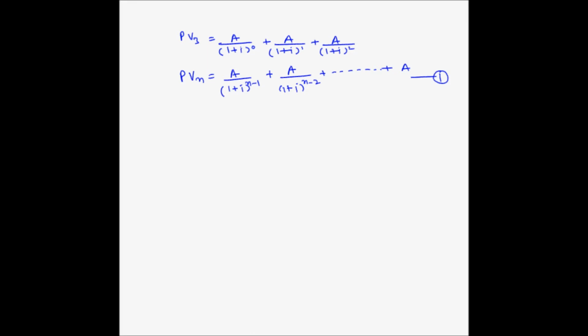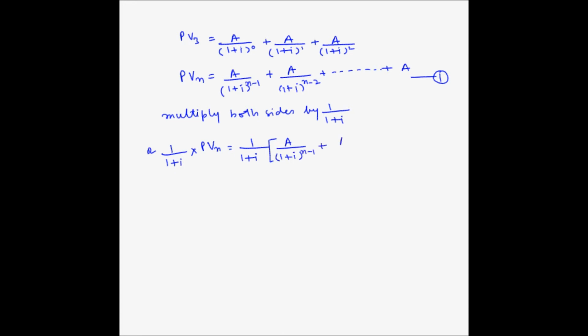Now let's multiply the left hand side and the right hand side by 1 divided by 1 plus i. So multiply both sides by 1 divided by 1 plus i. So now we'll get 1 divided by 1 plus i into PVn is equal to 1 divided by 1 plus i into the bracket, this whole expression: A divided by 1 plus i to the power n minus 1, plus A divided by 1 plus i to the power n minus 2, and so on, plus A.